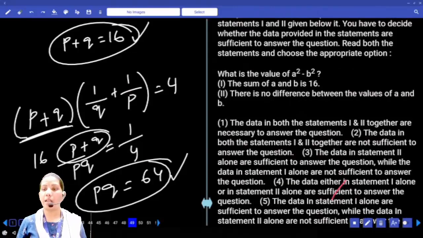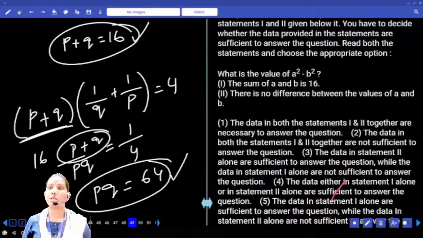Next question number 49. What is the value of A square minus B square? What is A square minus B square formula? A plus B into A minus B. The question is, first statement, the sum of A and B is equal to 16. Only some value, definitely 1 alone is not sufficient. And next, second statement, there is no difference between the values of A and B.